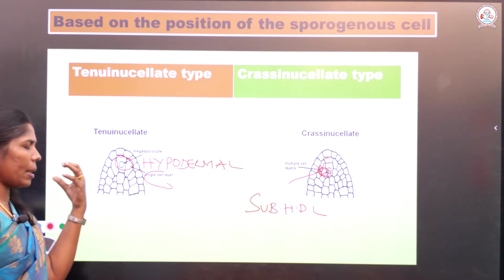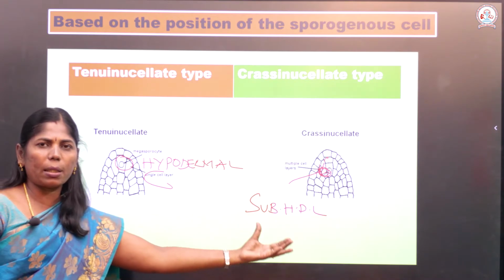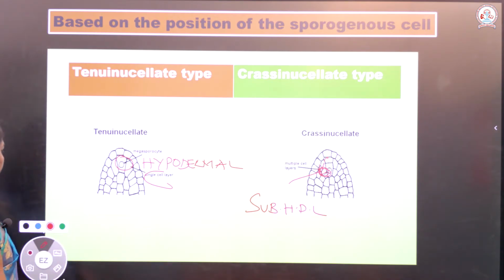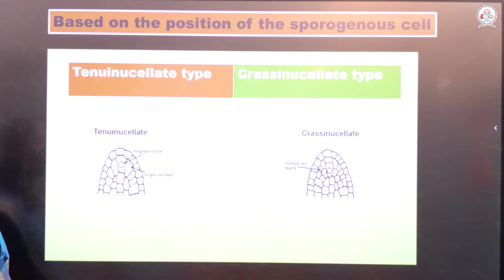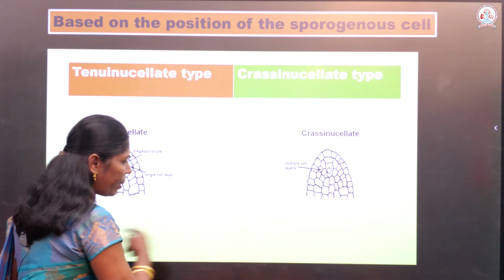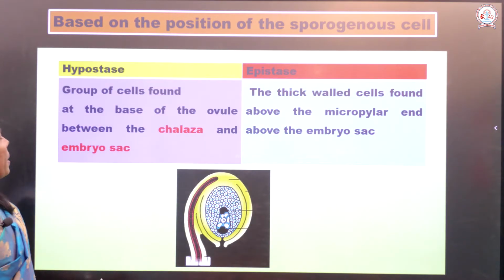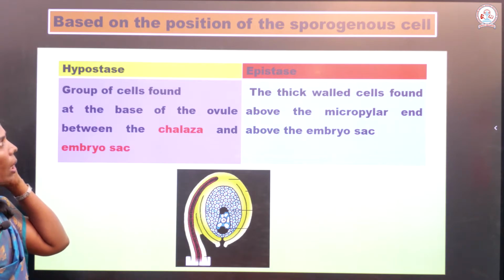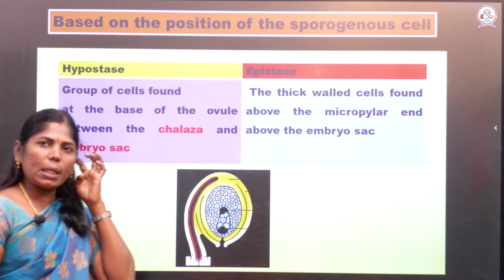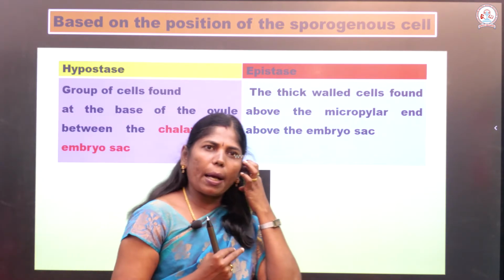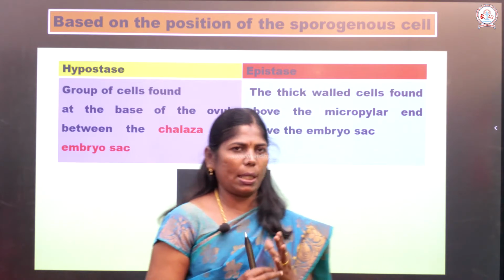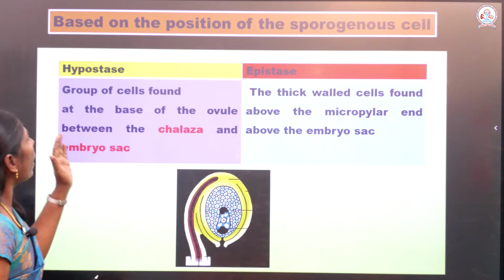Here the nucellus is smaller in size, and here the nucellus is bigger in size. So the difference between tenuinucellate and crassinucellate is very important, a 3-mark question, so please go through that. Based on the positions of the sporogenous cells, it is again divided into two: one is hypostase, another one is epistase.